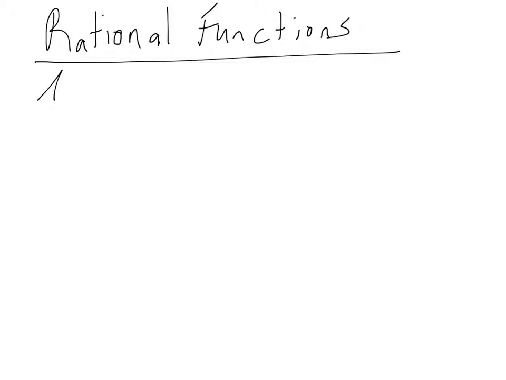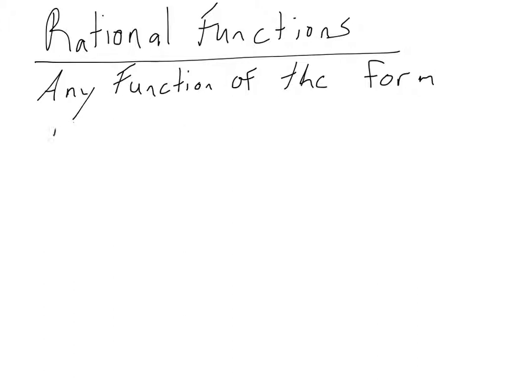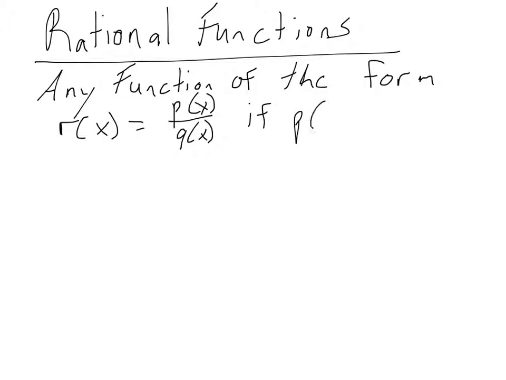And a rational function is any function of the form, say a rational function is r of x, of the form p of x over q of x, so it's a quotient of two other functions, if p of x and q of x are polynomial functions.